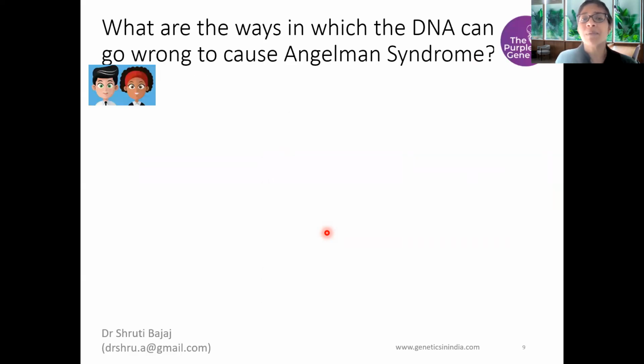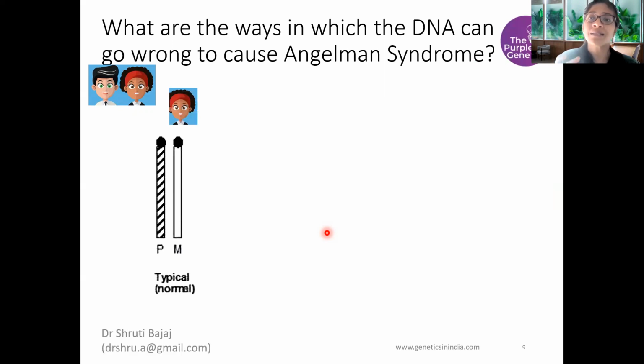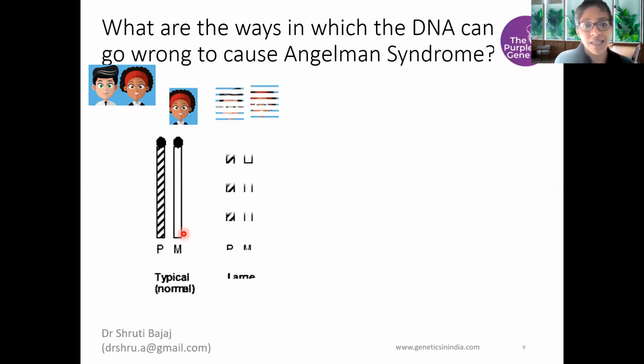So understandably, if anything goes wrong in the mother's DNA, because that is the only functional copy in that Angelman syndrome critical region, then if anything goes wrong in the mother's copy, that would result in Angelman syndrome. So once again, this is a depiction where the father's gene is silenced in the Angelman syndrome region, whereas the mother's gene is expressing itself.